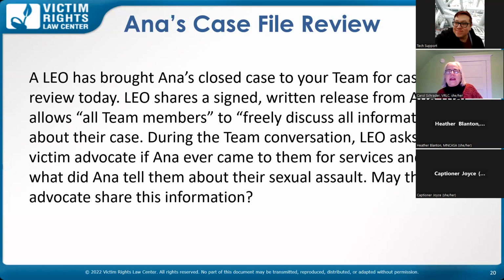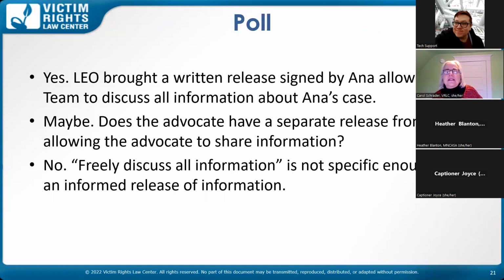Okay, may the advocate share this information when asked by the officer? The first option is yes. The officer brought a written release signed by Anna allowing the team to discuss all information about Anna's case. Second possibility, maybe. Does the advocate have a separate release from Anna allowing the advocate to share information? And the third option is no, freely discuss all information is not specific enough to be an informed release of information. So please indicate what you think is the best answer.